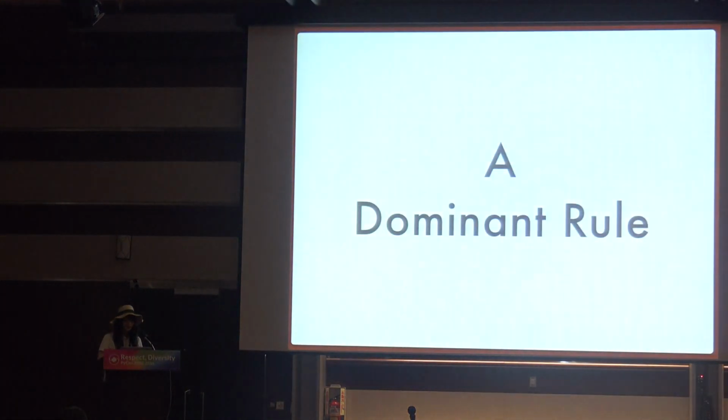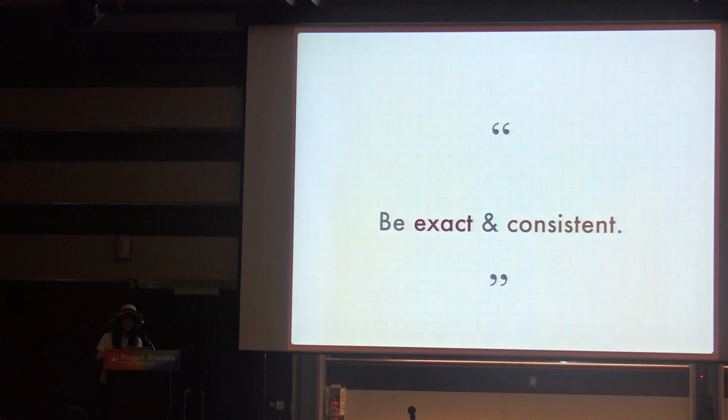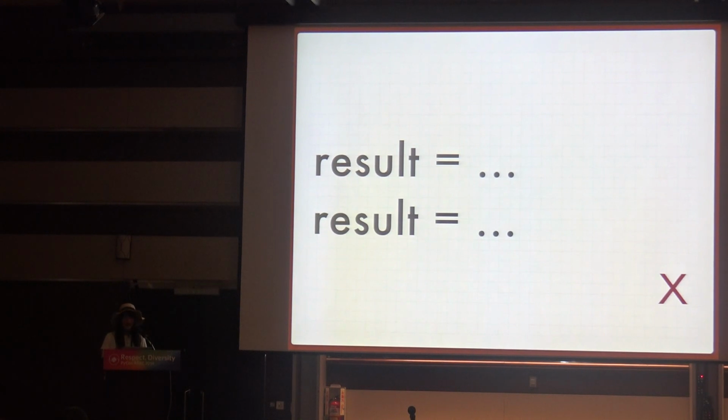A dominant rule is: be exact and consistent. It sounds easy, but every programmer will always forget something when they are actually coding. Like, everything is a result, actually. So when programmers have no idea about a name, they will use result. But because everything is a result, if you use result, it can mean anything. So it's a bad name.